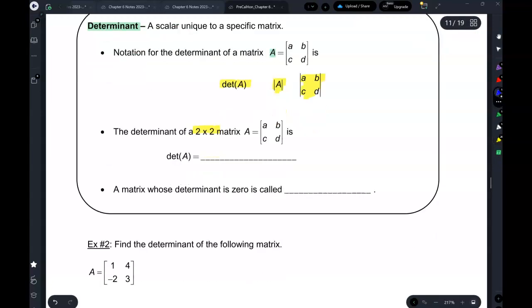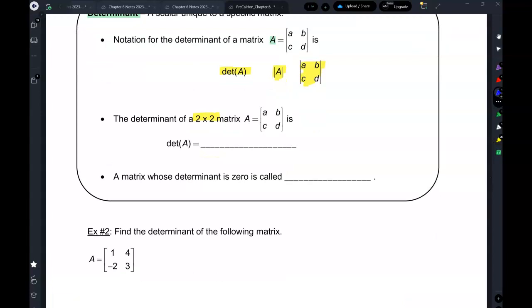Okay, here you go. Super straightforward. Remember that main diagonal? It never leaves. So it's A times D. You multiply everything on the main diagonal minus the other diagonal, B times C. Always a minus, always in that order. Main diagonal always comes first.